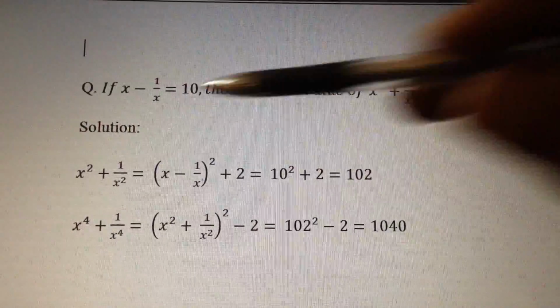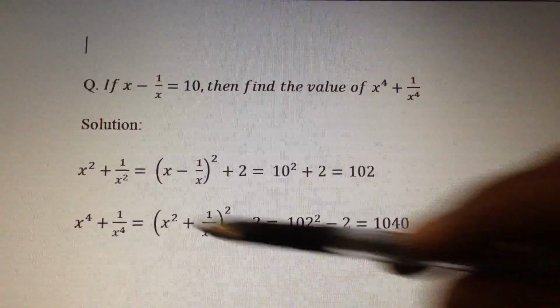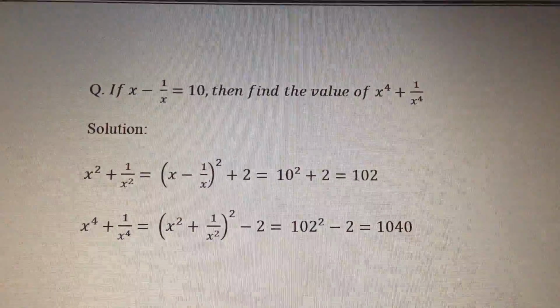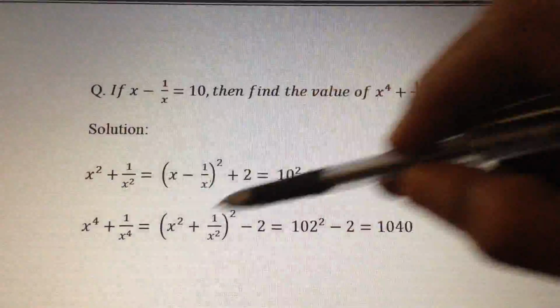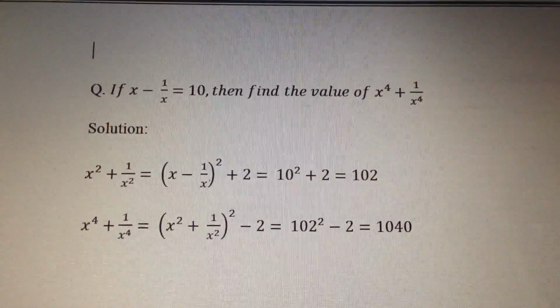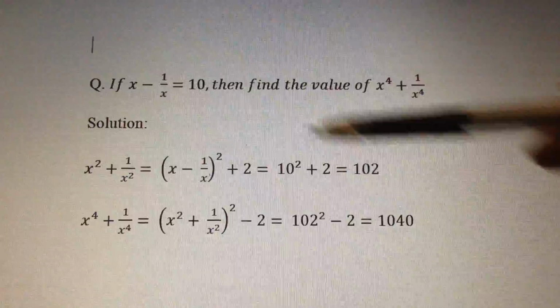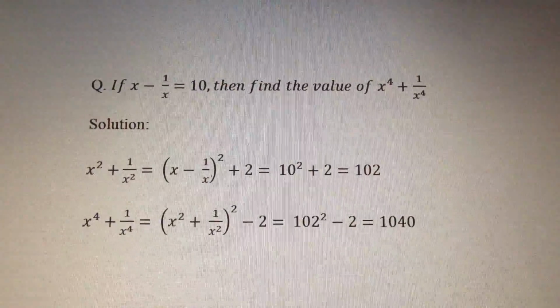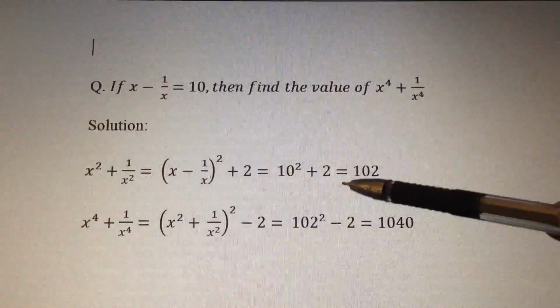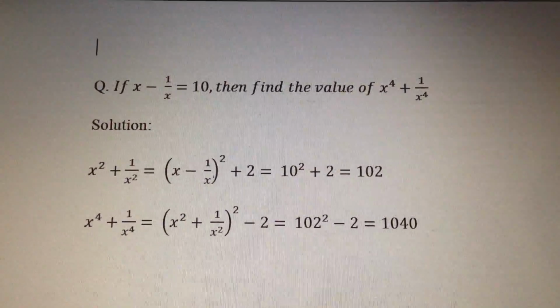So first let us square it. We know x square plus 1 by x square is equal to x minus 1 by x whole square plus 2. This we have already discussed. So let us substitute the values given. It is given that x minus 1 by x is equal to 10. Therefore, x square plus 1 by x square is equal to 10 square plus 2, which is equal to 102.